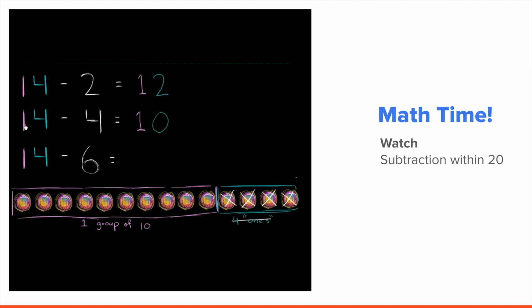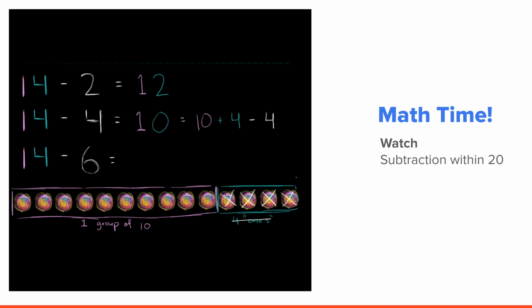And that makes sense. 14 is 10 plus 4. And now we're subtracting 4 to get 10. Let me write this down. This is the same thing. 14 is 10 plus 4, and then we're subtracting 4. So if you have 10 plus 4 minus 4, well, the 4 minus 4 is going to be 0. You're going to be left with 10 plus 0, or just 10.